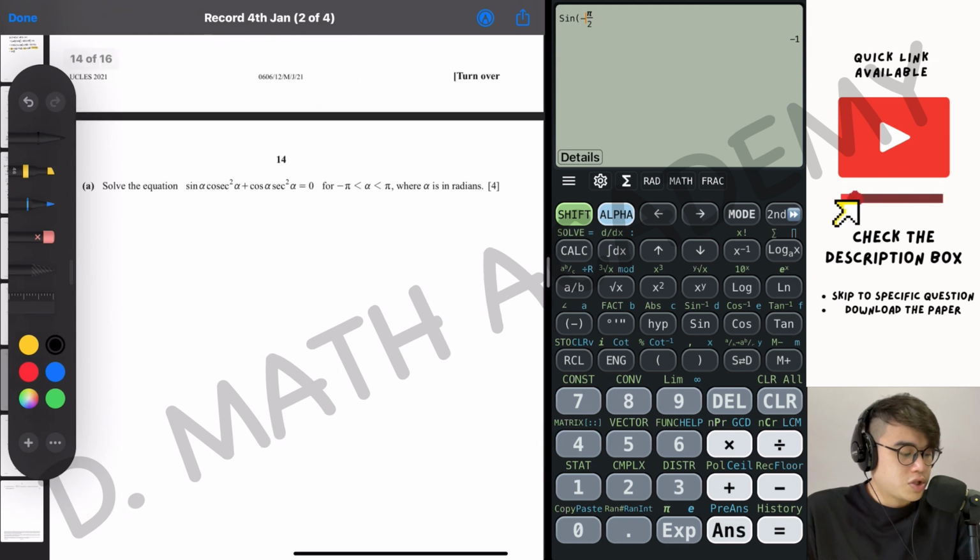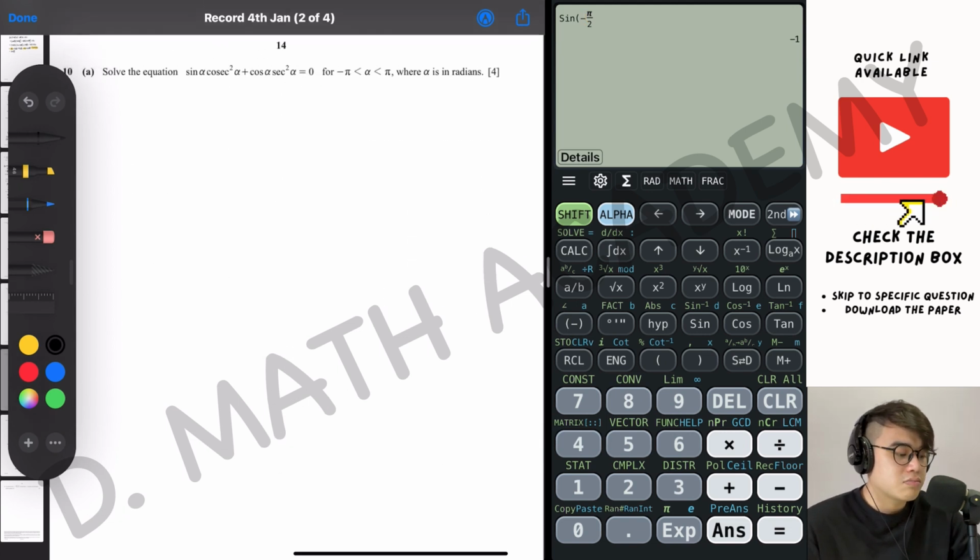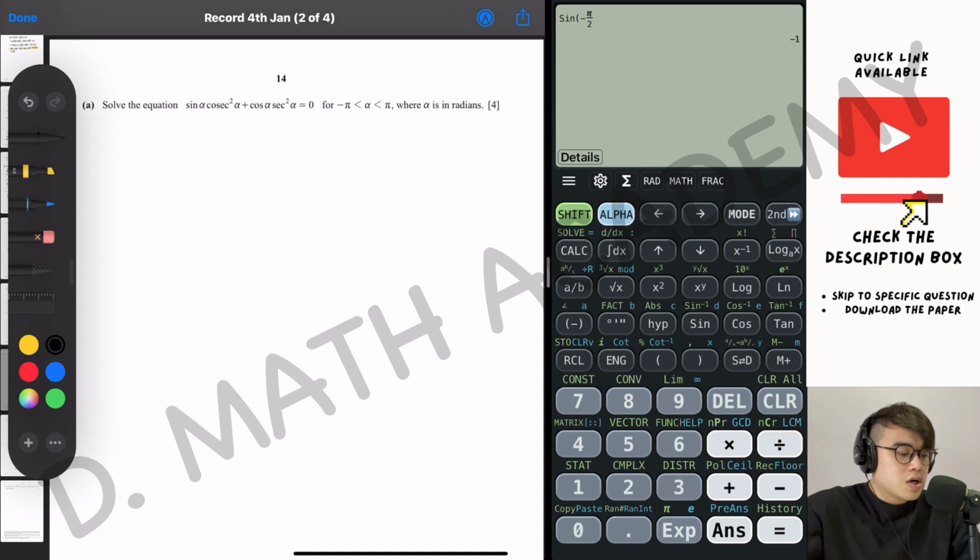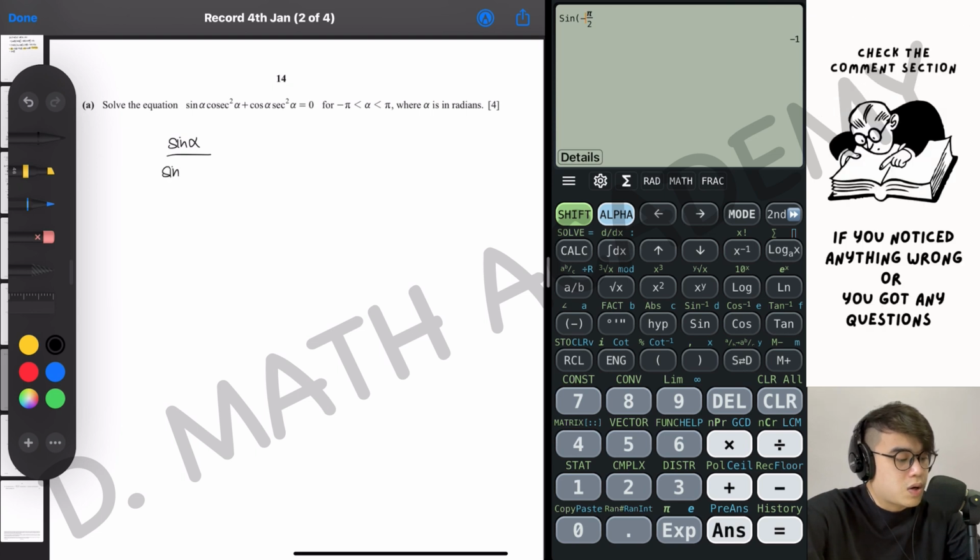Moving on to question 10. So we have sine, cosec square, cosine, sec square, and they ask us to find the results here. The first thing that I noticed was, what can I change my cosec square into? Our cosec square can be written as 1 over sine square, while the one at the back, we can write it as 1 over cosine square. So through this, you have 1 sine plus 1 cos.